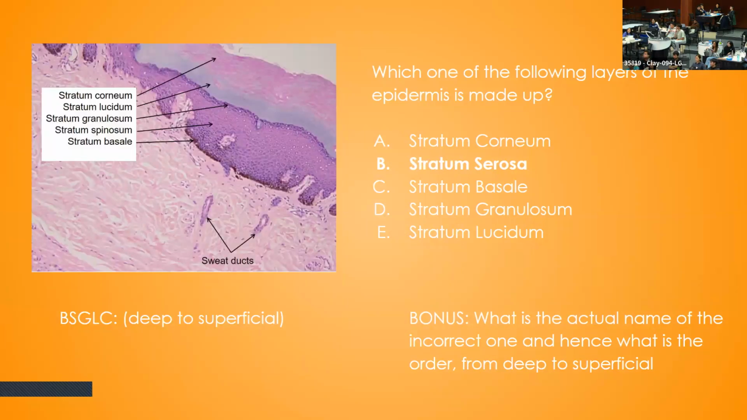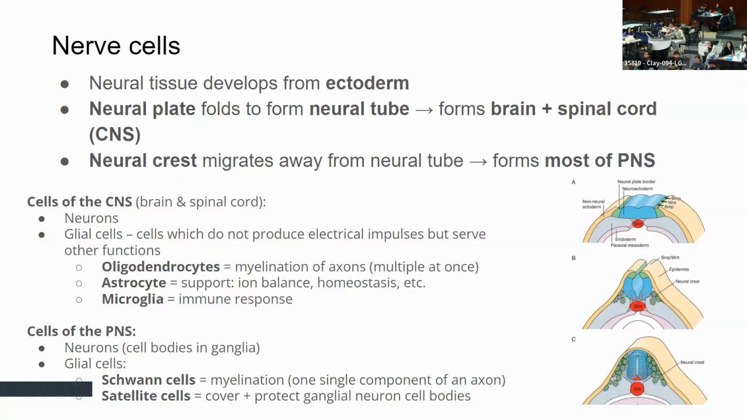So the answer is stratum serosa does not exist. It's known as stratum spinosum. And from deep to superficial, it's the opposite of come, let's get sunburnt. So it's your basale, spinosum, et cetera, et cetera. All right, now, am I correct in saying you guys have, hold on.